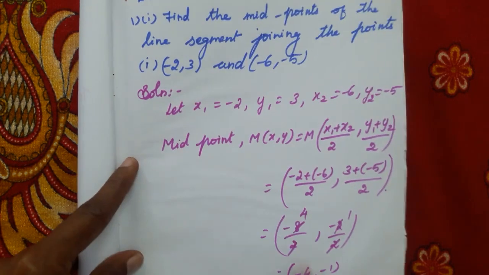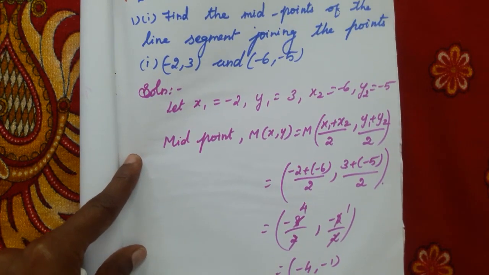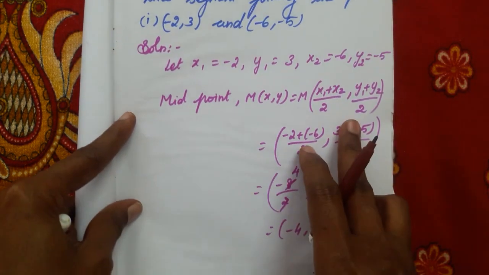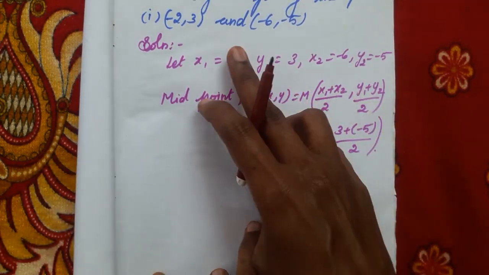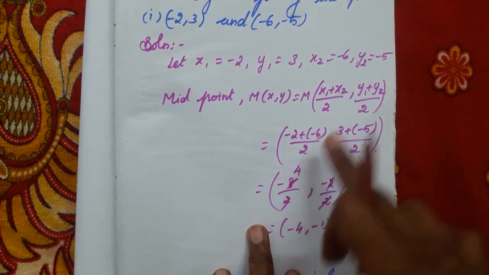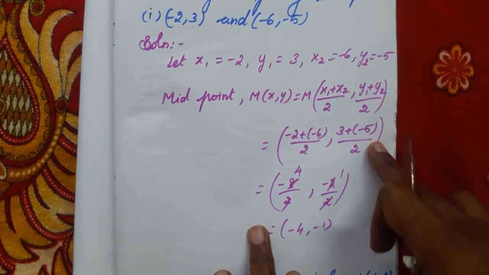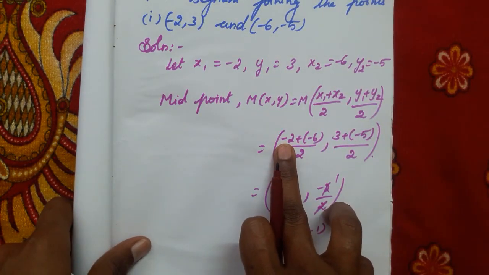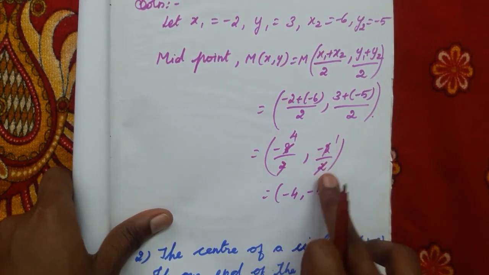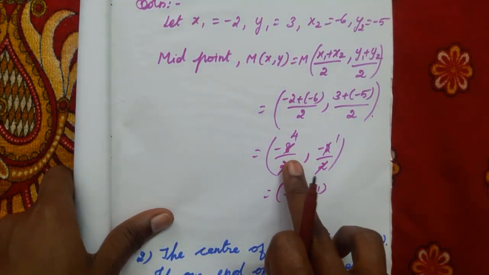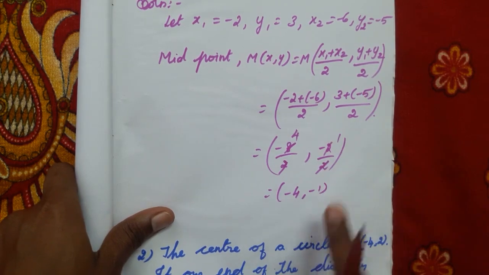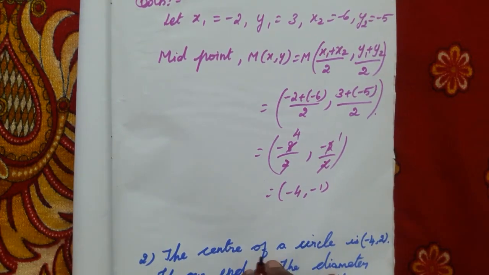Midpoint is equal to (x1 plus x2) by 2, (y1 plus y2) by 2. Here x1 in place -2, plus x2 in place -6, by 2; y1 3 plus -5 by 2. Here -2 plus -6 is -8, -8 by 2. 3 plus -5 is -2, -2 by 2. Cancelling, 4 2s are 8, so -4; 1 2 is 2, so -1. So (-4, -1) is the midpoint.